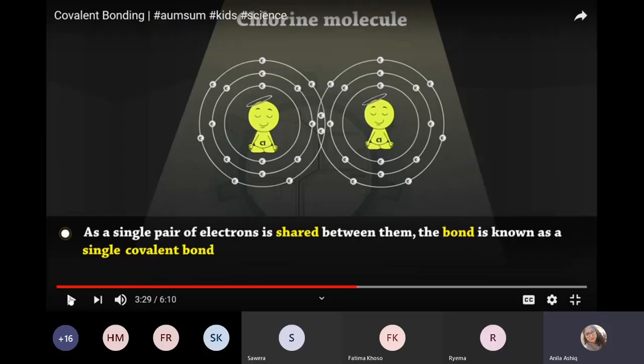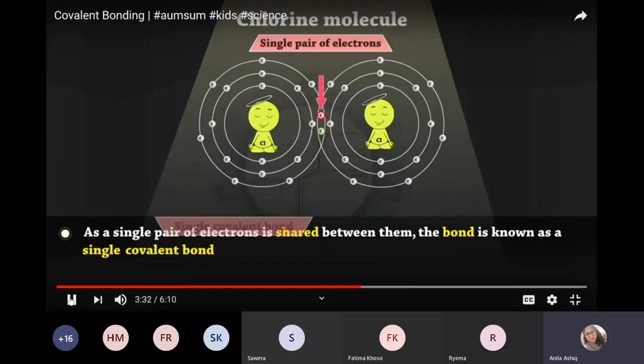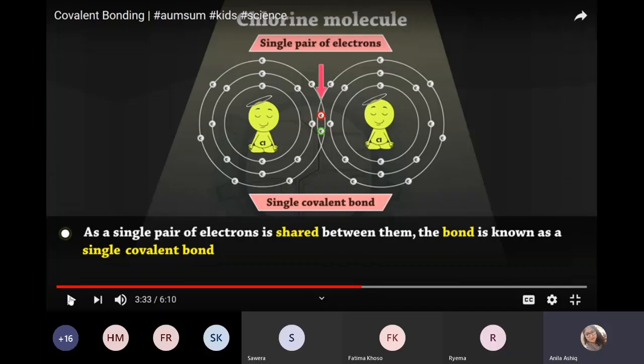Now we are moving ahead towards the types of covalent bonds. So just note it down with the examples. When it comes to chlorine or all halides, they share one electron, which forms a single covalent bond only. It's a single pair of electrons, where each atom shares one electron. So that is a single covalent bond.